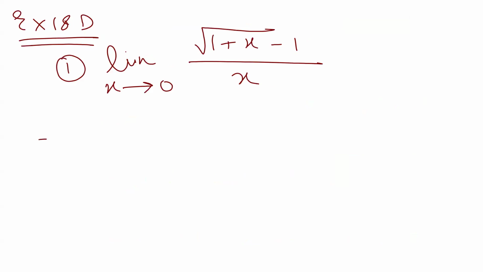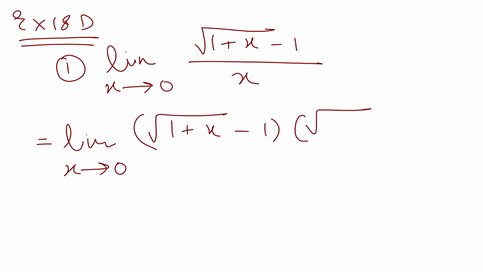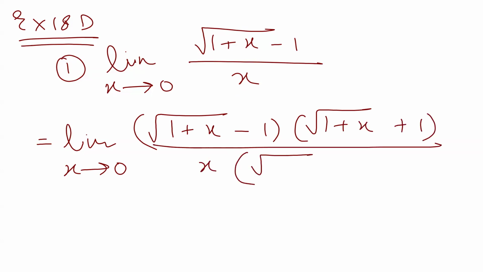Okay. Now, obviously, we cannot put the value of x as 0 right at the beginning of the problem, because if we put x equal to 0 over here, anything upon 0 will be not defined. So instead, we take conjugates. So the conjugate of root 1 plus x minus 1 is root 1 plus x plus 1. So x into root 1 plus x plus 1.